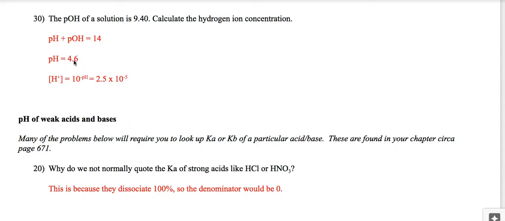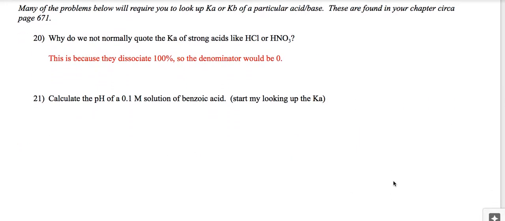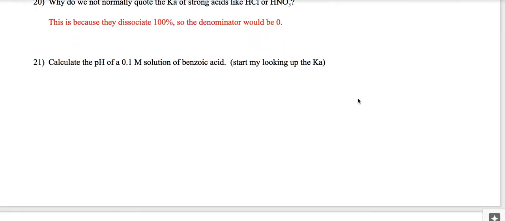The reason why I use 4.6 is because it's the pH. We're looking for hydrogen ion concentration, which is the pH, not pOH, so we have to do that calculation ahead of time. All right, now we're into the difficult stuff. Ish, not too bad. We've already talked about this one.